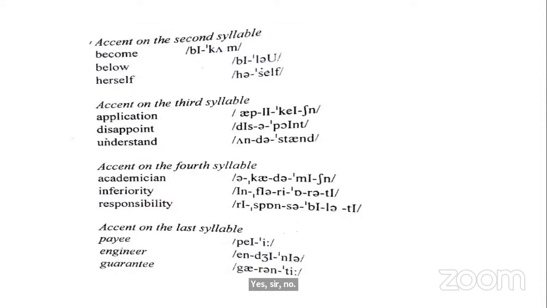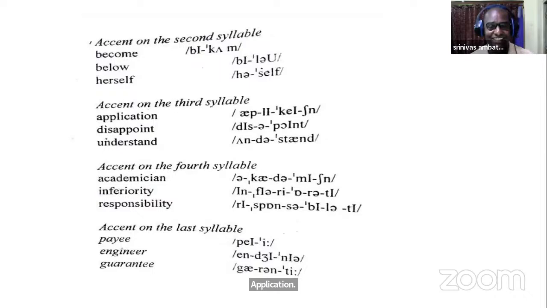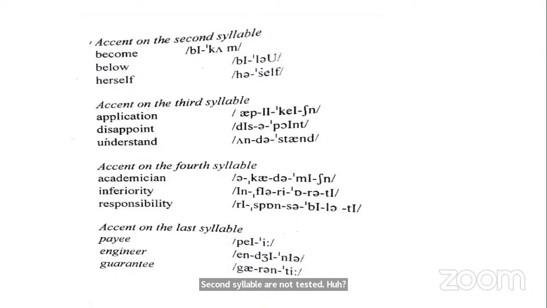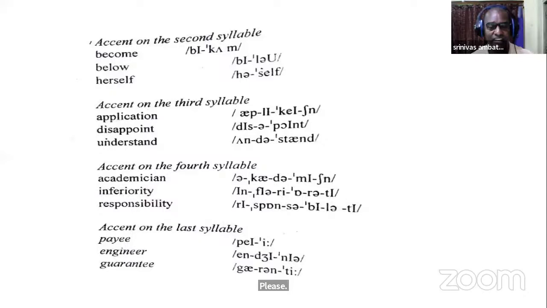Third group, please. Application. Disappoint. Understand. First and second syllables are not stressed. The word stand, understand. Now the stress is on the fourth syllable of a word. Next category. Academician. Inferiority. Very good. Responsibility. Did you observe the stress? Academician, inferiority, responsibility. Okay. Next category.